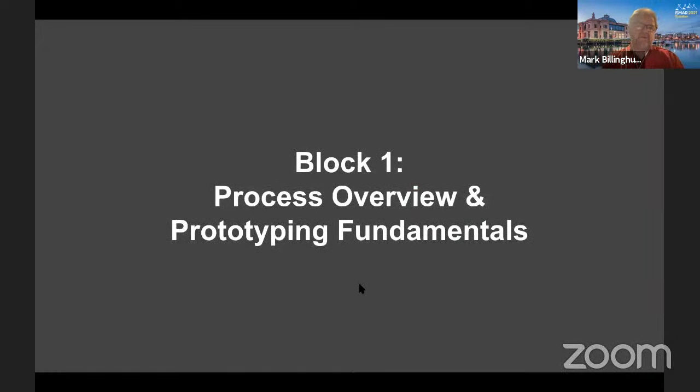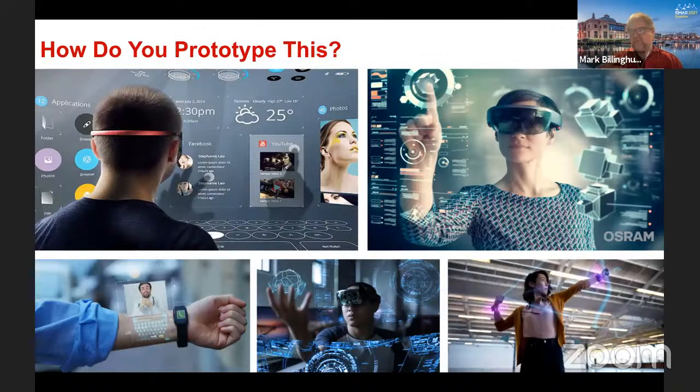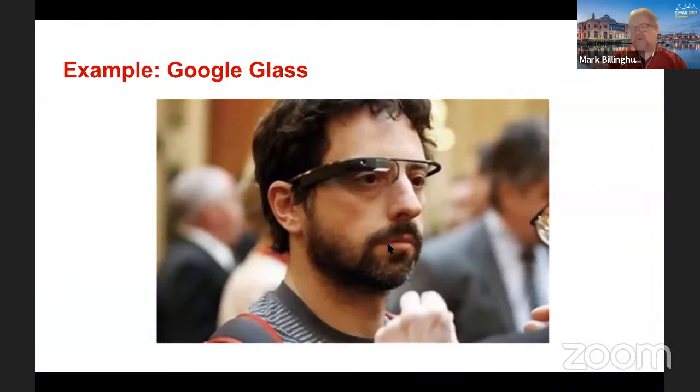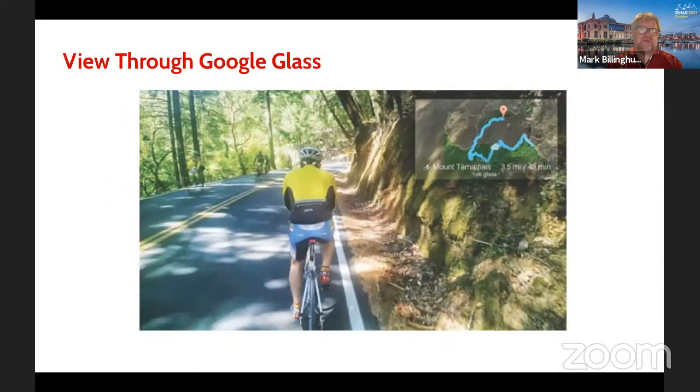So let me talk a little about the fundamentals. In augmented and virtual reality, we see lots of fantastic interfaces like this. And so the question we're trying to address in this tutorial is, how do you prototype things like this? One good example of that is the Google Glass, which is wearable smart glasses. When you wear it, you can see in the periphery of your display this type of heads-up view. In this case, it's a biking application, so you can see this little map view appearing.